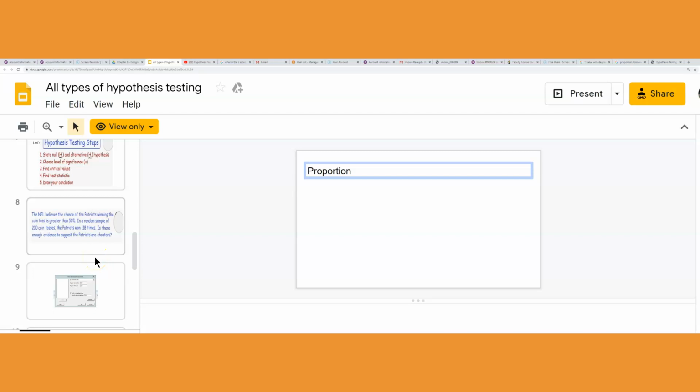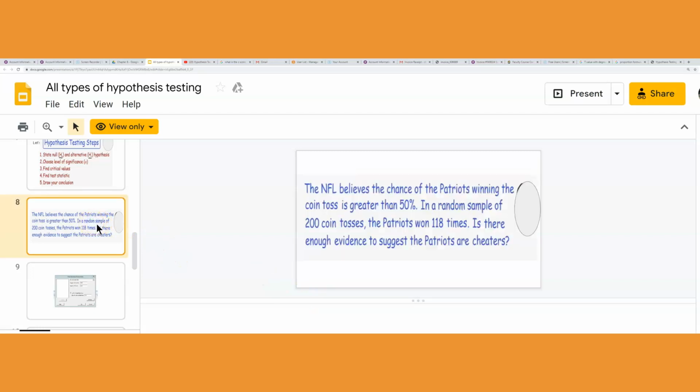This is going to deal with the proportion of population, and here is the problem, and we're going to walk you through this. Also, I'm going to be sending you multiple problems in order to relate to it, so we could do it together.